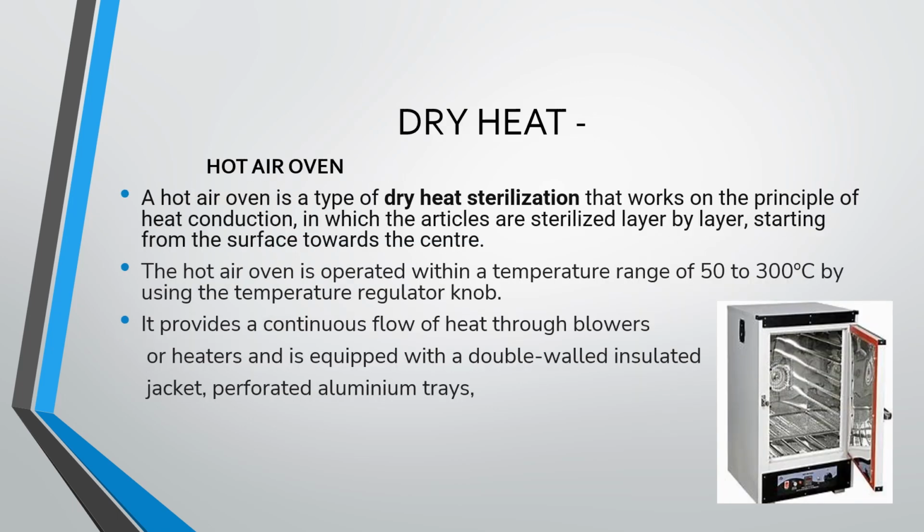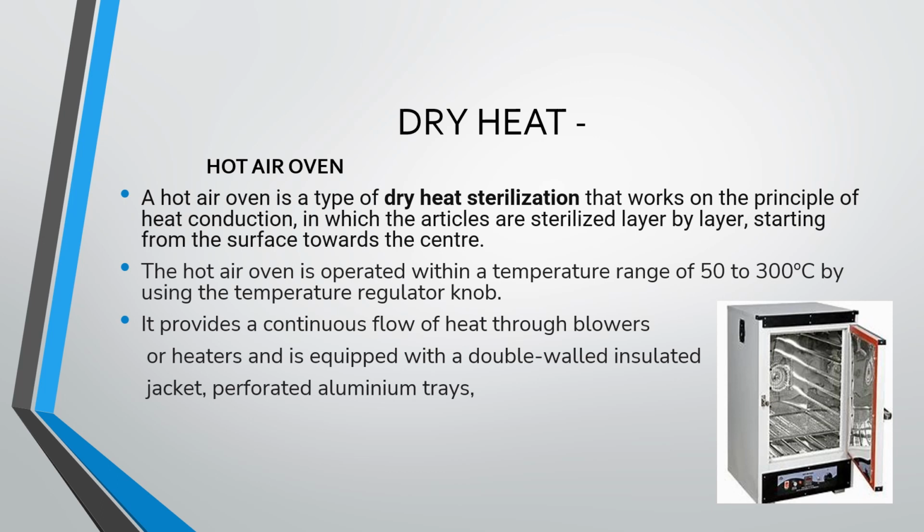So coming to dry heat, which is also a subdivision of heat. In dry heat, the hot air oven is used. Hot air oven leads to sterilization. This is also called dry heat sterilization. In this, there is no moisture or water used, so there is no vapor entrapment, unlike autoclave. Here, hot air oven, also called dry heat sterilization, works on the principle of heat conduction.